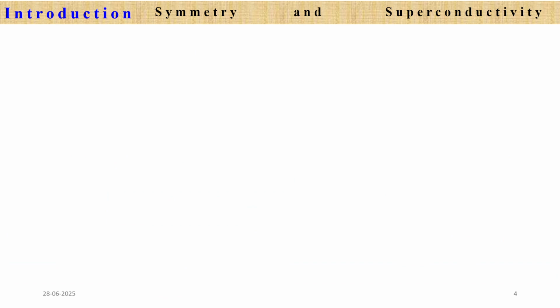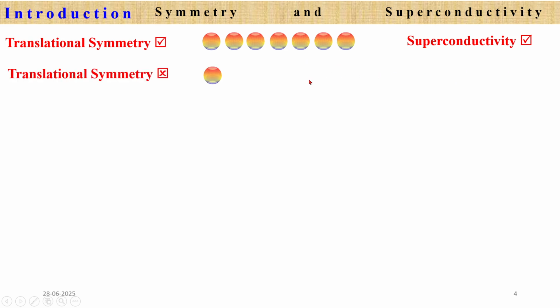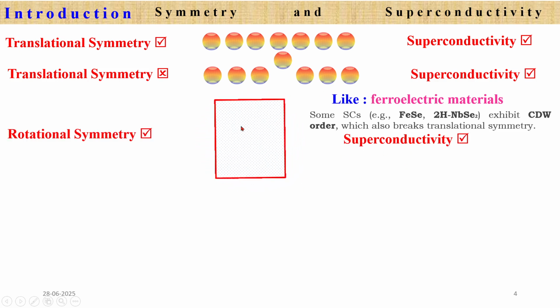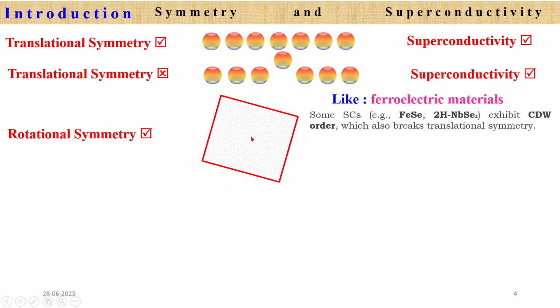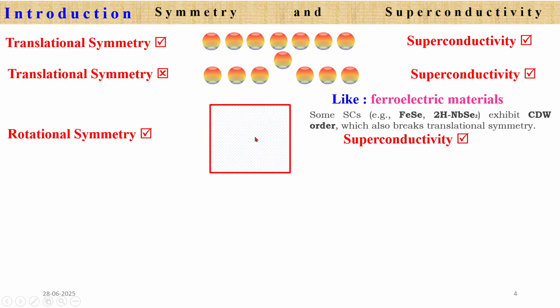So the symmetry role with the superconductivity: if the superconductor preserves the translation symmetry, the superconductivity is preserved. And even if the system breaks the translation symmetry, the superconductivity still remains in the material, like many crystals that break translation symmetry, like ferroelectric materials, but they also preserve the superconductivity. But with rotational symmetry, if the system breaks it, the superconductivity breaks, which means that if it preserves the rotational symmetry, it preserves the superconductivity.